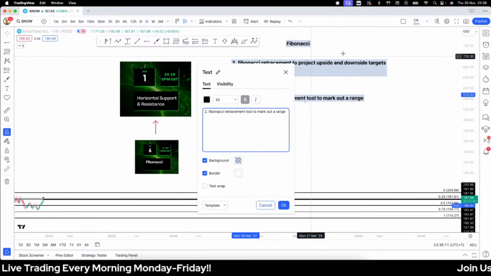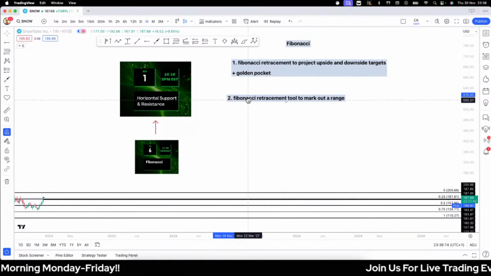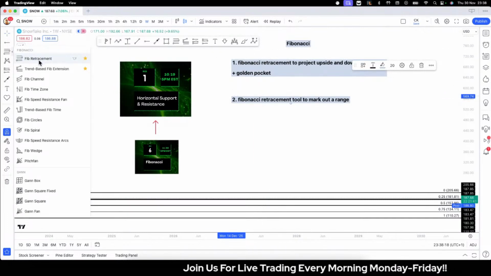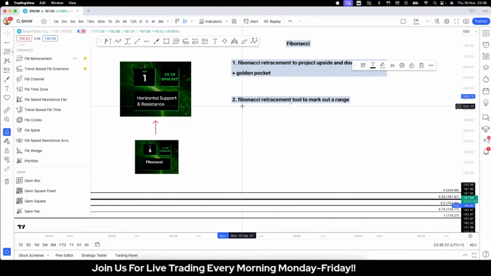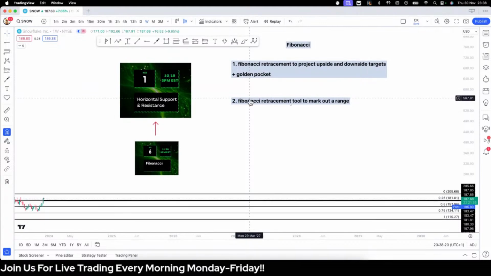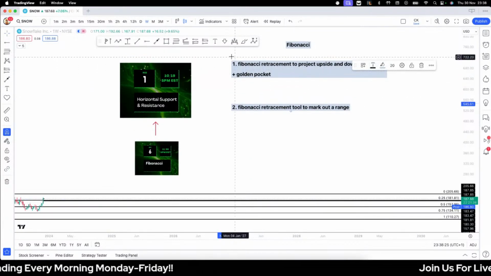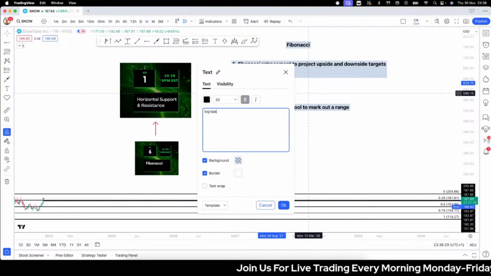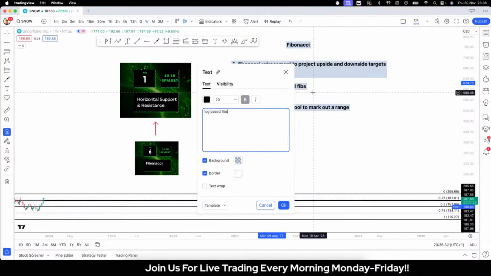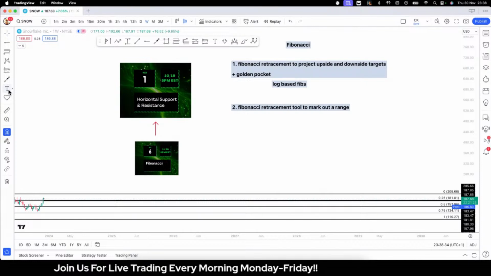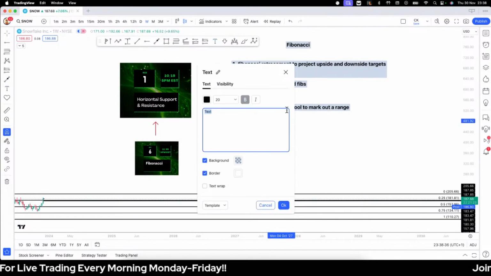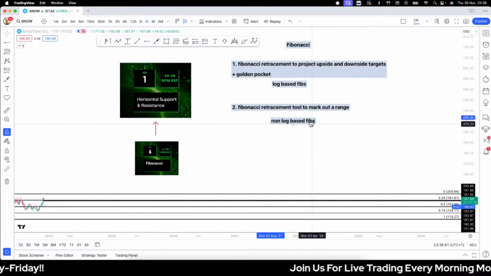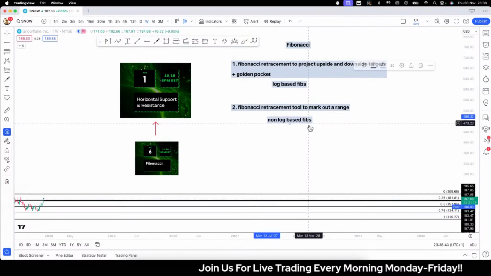Now, there is one key difference between Fibonacci 1 and Fibonacci 2 that we're going to be using. Both are the same tool, right? The Fibonacci retracement tool, same tool, but two different use cases. The main difference is that for the first use case, we're going to be using log-based FIBs, and I'll show you exactly what that is. And for the second use case, we're going to use non-log-based FIBs. But again, I hope this terminology becomes clear as we move along.